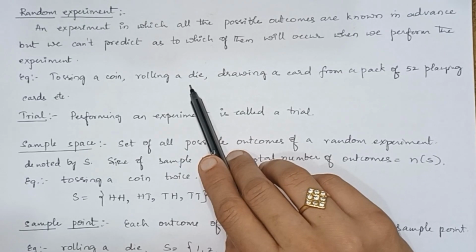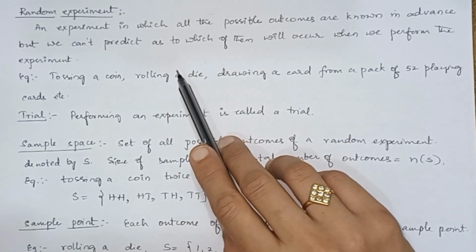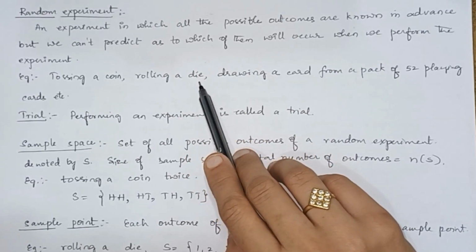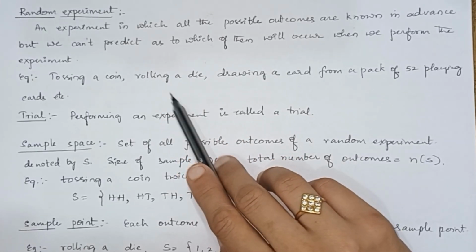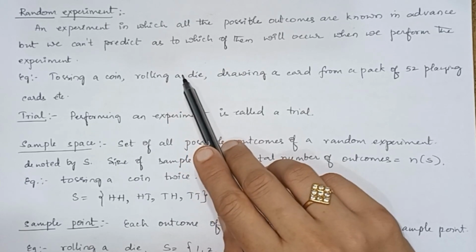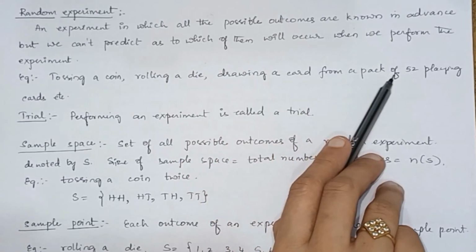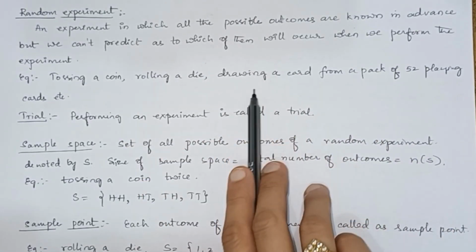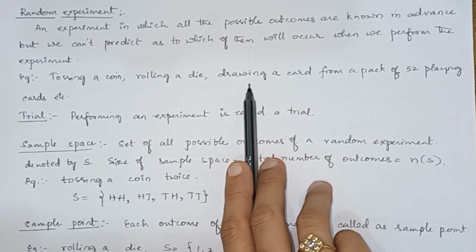Rolling a die. So when you roll a die, you have six possible outcomes: 1, 2, 3, 4, 5, 6. These are the numbers which appear on the die. So before rolling a die, you know what are the possible outcomes, but you can't predict what you are going to get when you roll a die. Drawing a card from pack of 52 playing cards. You cannot predict as which card you are going to get before drawing the card. So these kind of experiment are called as random experiments.